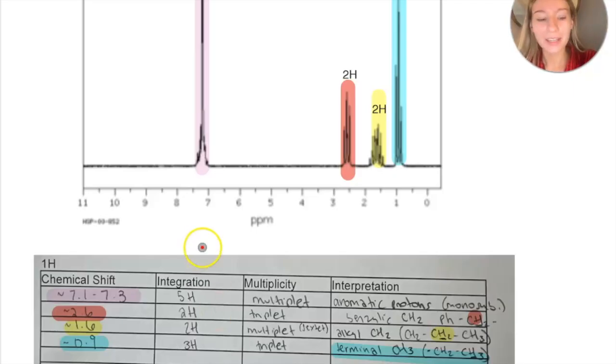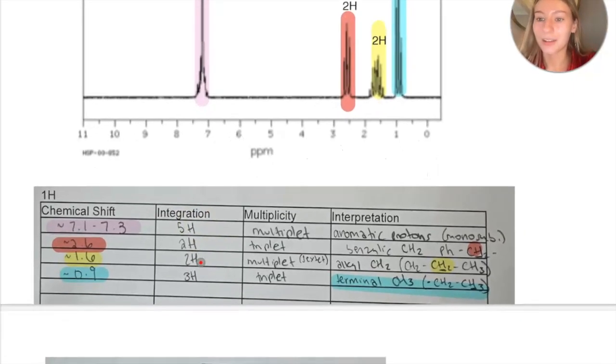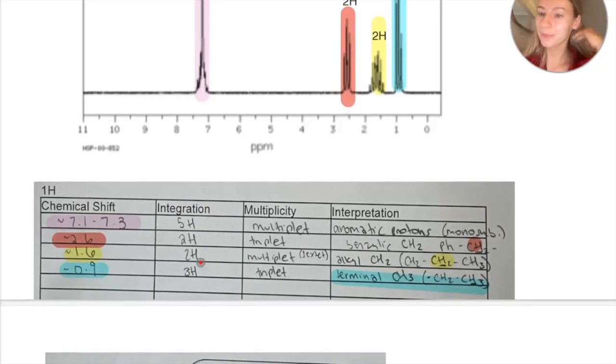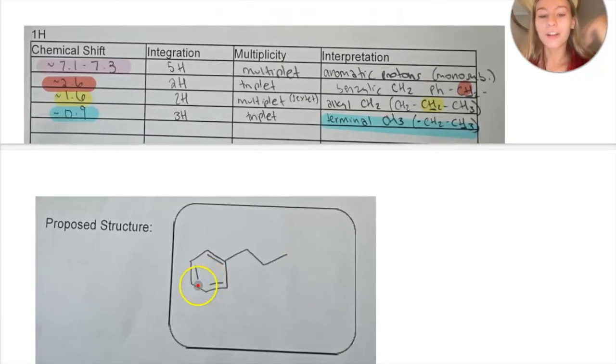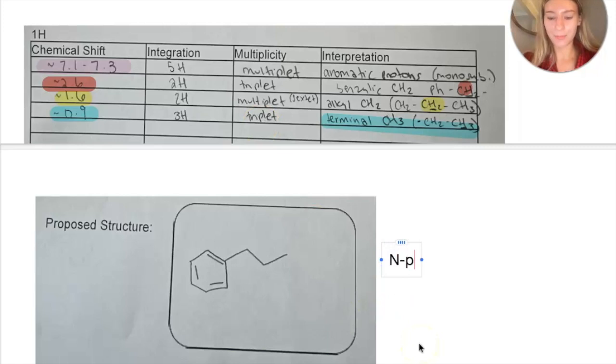So everything checked out, which means we can propose our structure, which is just this benzene ring with a 3-carbon chain. And I'm going to write down the name. It is n-propyl benzene. And that is it.